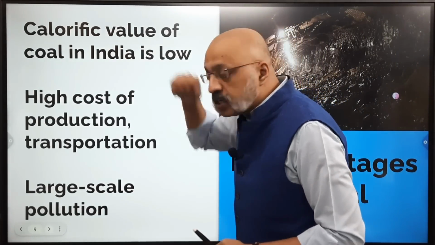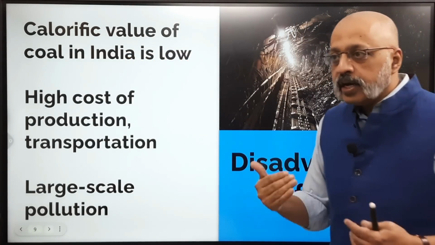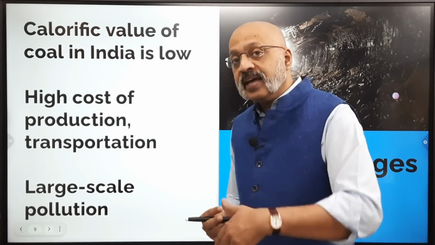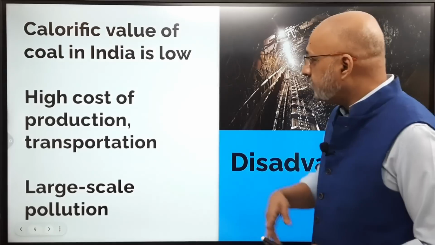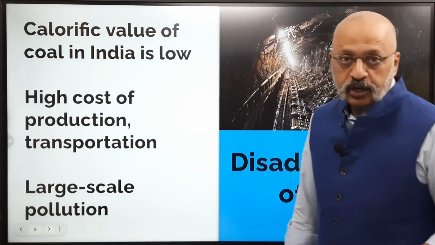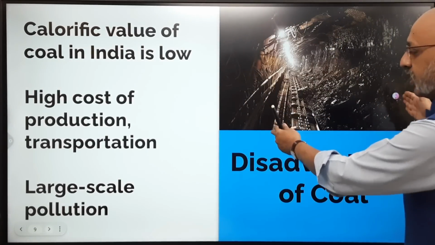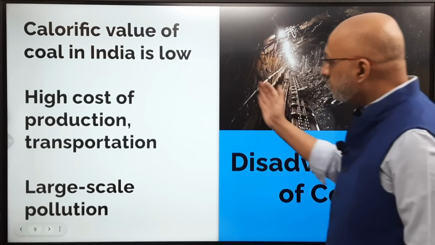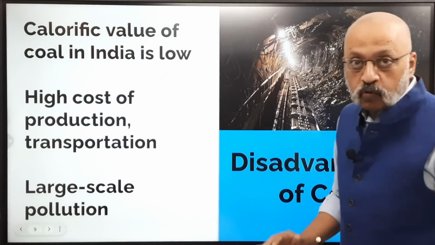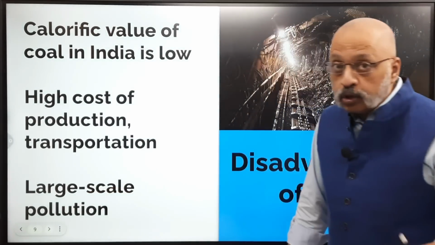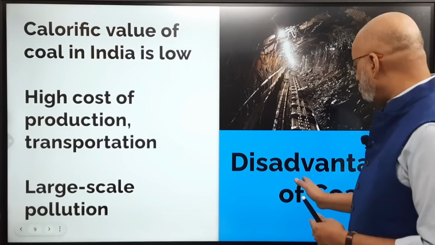So the disadvantage of coal in India is that the calorific value of coal in India is pretty low. What it means is that the heat and the energy that it can produce is actually not very great. Then there is a high cost of production and transportation, right? So in that sense, the return on investment is not very high. When they excavate the coal, when they mine the coal, the cost of production is high. The cost of transporting this coal to another place is also very high. Okay. Then there is large scale pollution that I spoke about. So that's a huge disadvantage as far as coal is concerned.